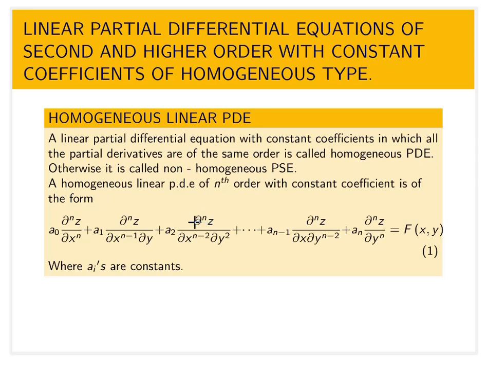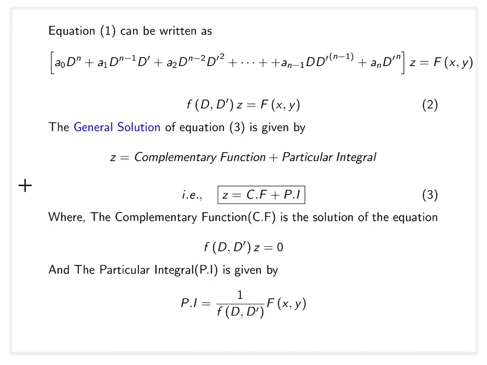So a homogeneous linear PDE of nth order with constant coefficients is of the form a0 ∂^n z/∂x^n + a1 ∂^n z/∂x^(n-1)∂y and so on, equal to f(x, y). Here a0, a1, a2 up to an-1 and an are constants. That's why ai is a constant here.